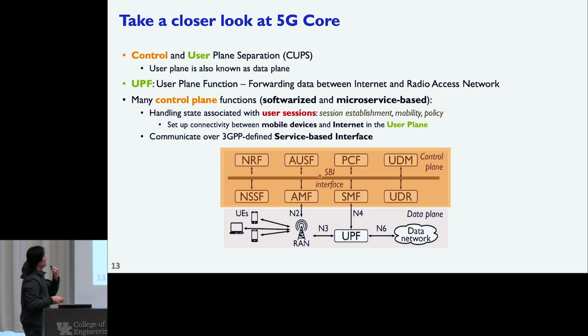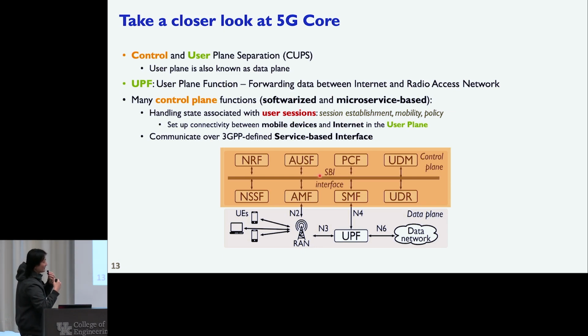But the problem is that the existing 3GPP SPI, the 3GPP, they enforce us to use a service-based interface for the communication between these different control plane NFs. And 3GPP is basically the Third Generation Partnership Project, which is a group of standard organizations that work together to develop the protocols for mobile data communications.